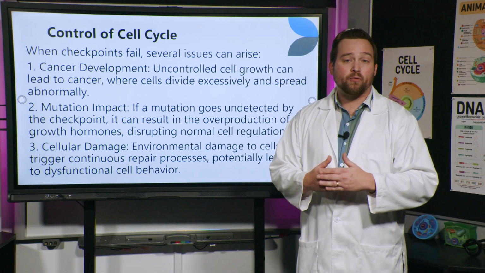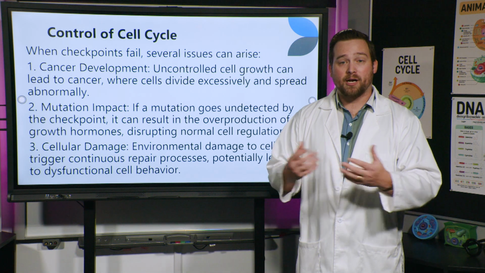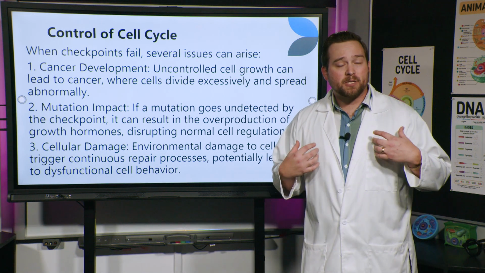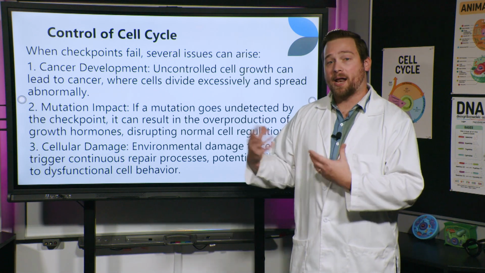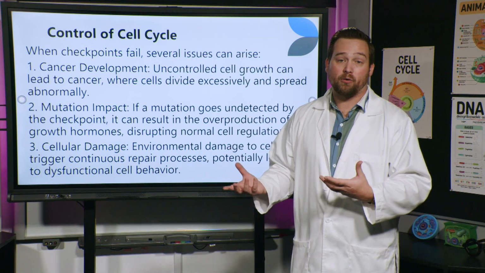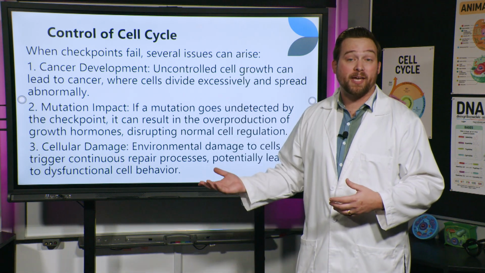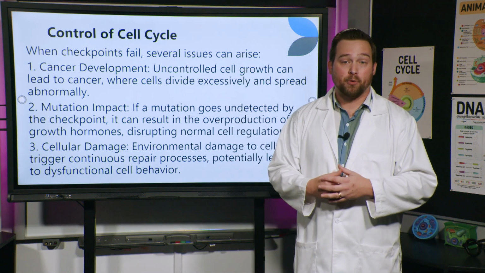So checking over the DNA and the organelles in the cells as the cell cycle goes on is super important. It keeps us healthy. It keeps us from having cancer as much as we otherwise would. And so these are a couple of things that we're trying to prevent by hitting these checkpoints along the cell cycle.